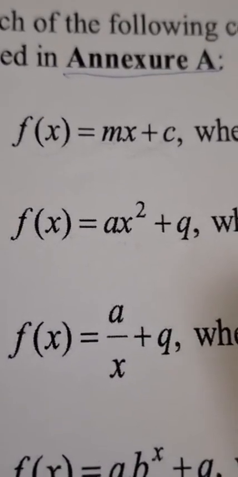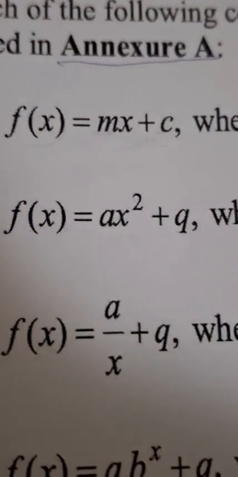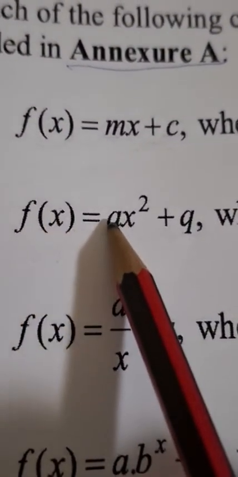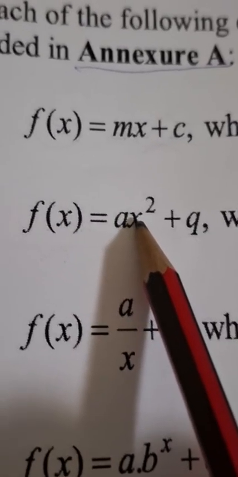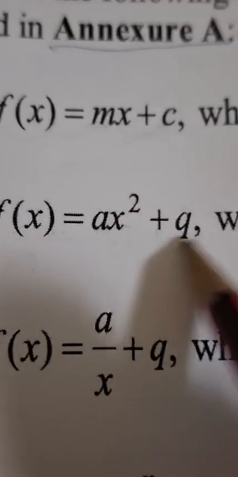quadratic, or parabola, 3 hyperbola, 4 exponential. Let me go over it again. Straight line or linear? 1. 2. Parabola quadratic. 3. Hyperbola. Or is equal to ax squared plus 2. What type?